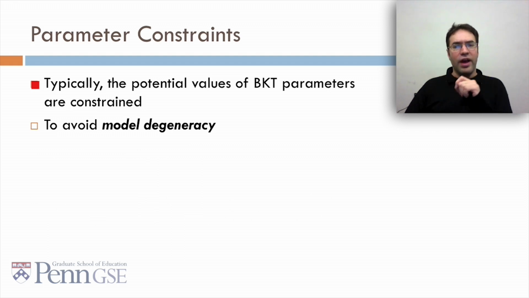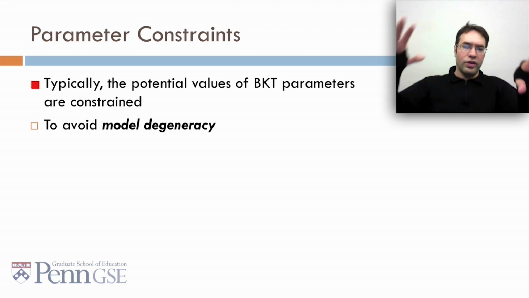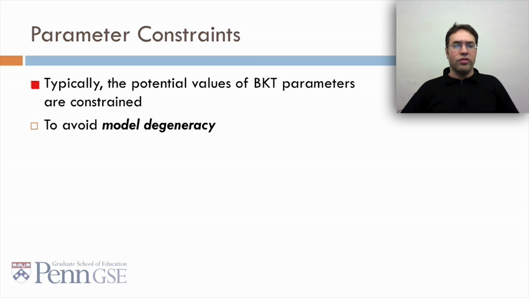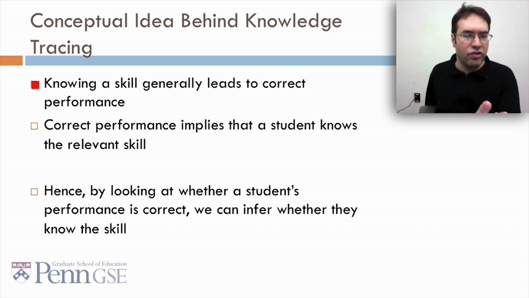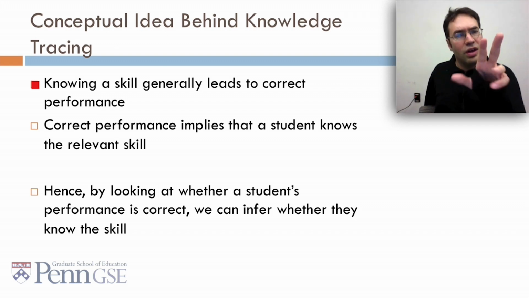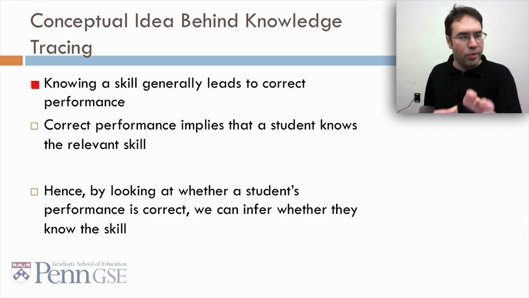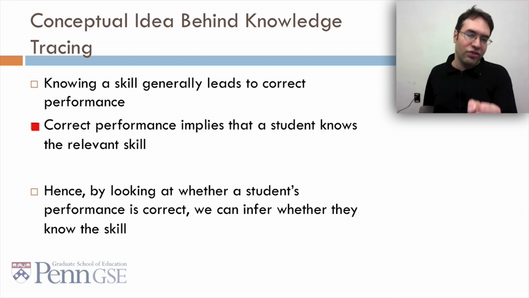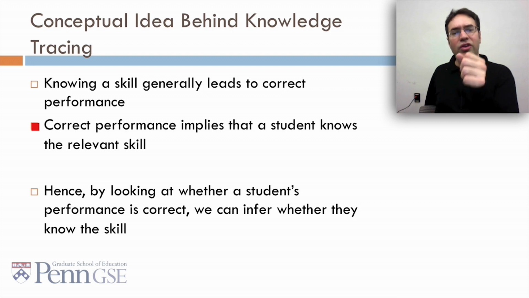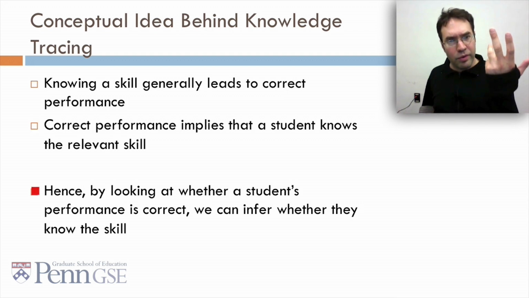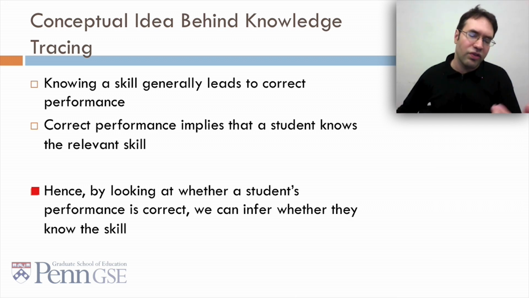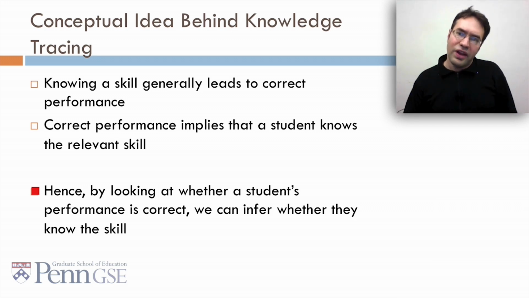Typically, the potential values of BKT parameters are constrained. I mentioned that the guess and slip we had are kind of low, and so the model is fairly dynamic. We do want to constrain those values somewhat to avoid what's called model degeneracy. Model degeneracy is based on violating the conceptual idea behind knowledge tracing. That conceptual idea is knowing a skill generally leads to correct performance, and correct performance implies that a student knows the relevant skill. If you can't trust these things, you're kind of in trouble. So hence, the idea is, by looking at whether a student's performance is correct, we can infer whether they know the skill. And again, if you can't trust that, you're in trouble.